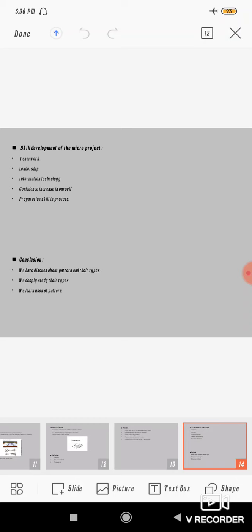Skill development of our micro project: teamwork, leadership, information technology, confidence increase in ourselves, preparation skill in process.